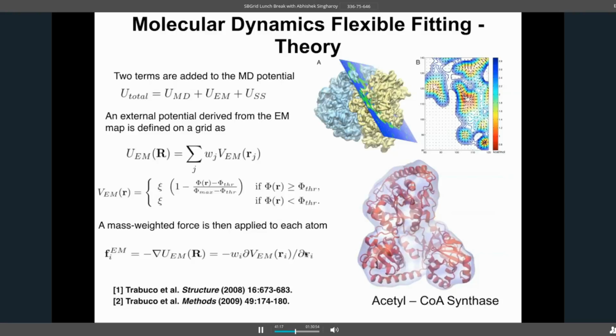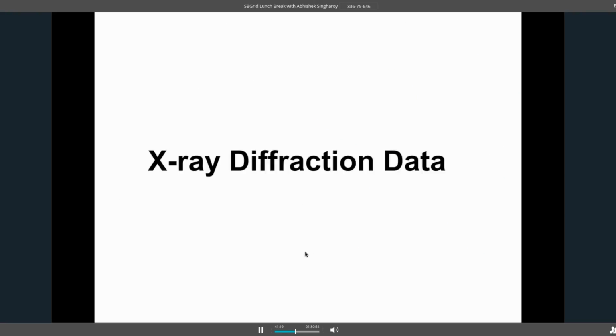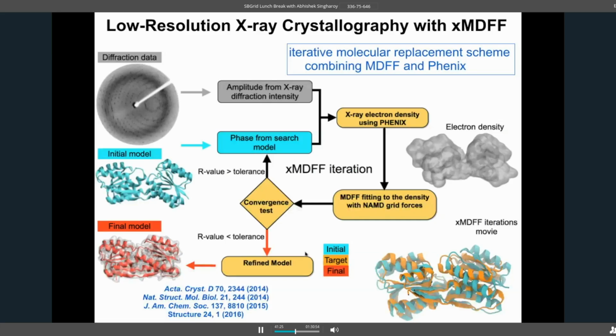With that, let's move on to the first type of methods, which is the electron density obtained from crystallographic data, so X-ray diffraction data. For this, we have a tool that we called xMDFF. Let me introduce the tool a bit. You start out with the diffraction data and an initial model. The initial model can be a homology model, for example, and then you combine the initial phasing model with the data to get an initial electron density. And then to this electron density, you fit this initial model to get a new model. Let me show that in a movie.